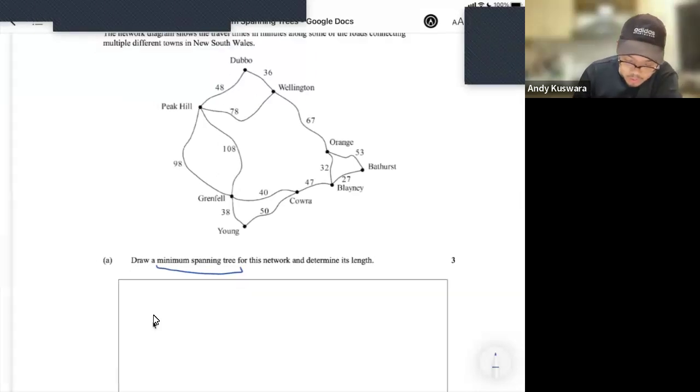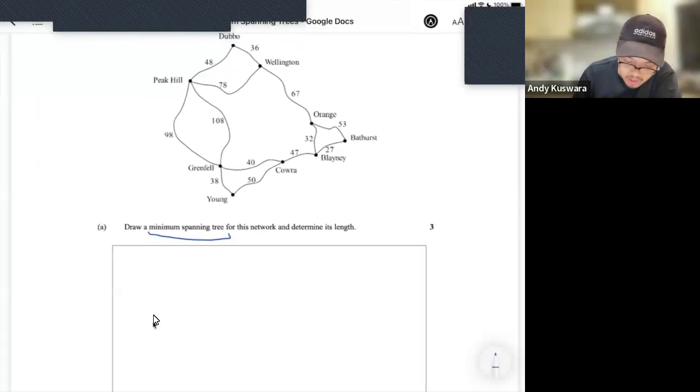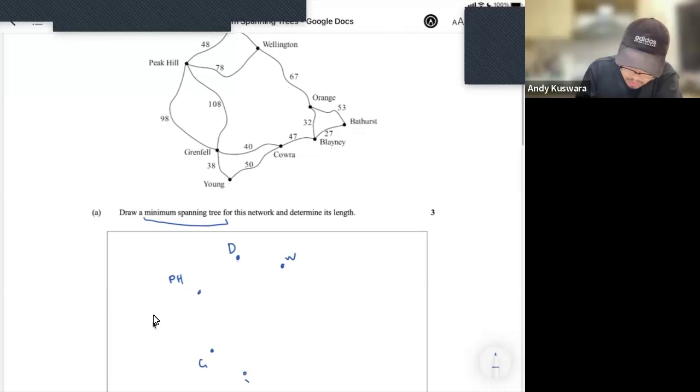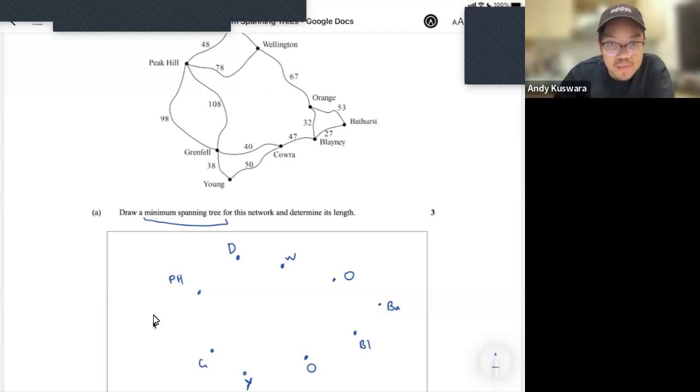The first thing that I would do with a question like this is quickly map down the towns. So that's Dubbo, that's Wellington, that's Peak Hill, that's Grenfell, that is Young, that is Cowra, that is Blayney, that is Bathurst, and that's Orange. And what I'll do is plot all your points first.